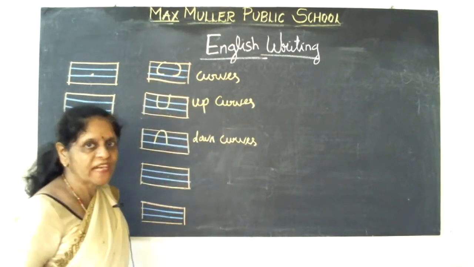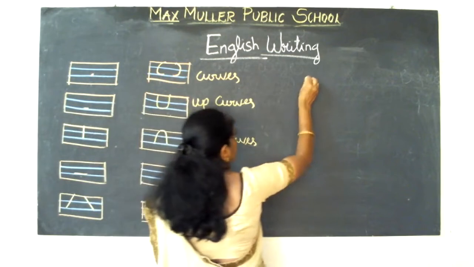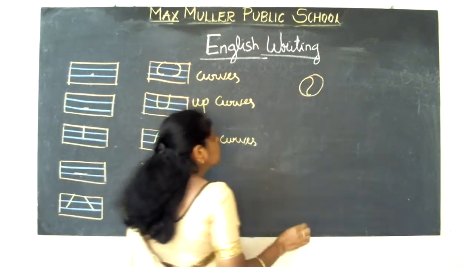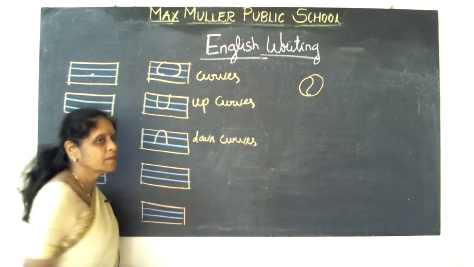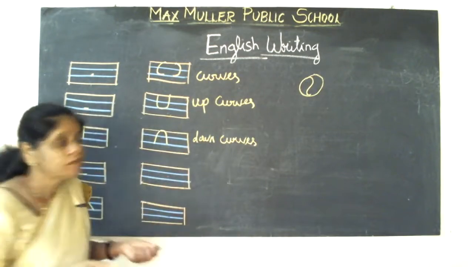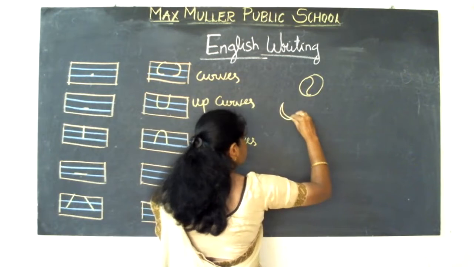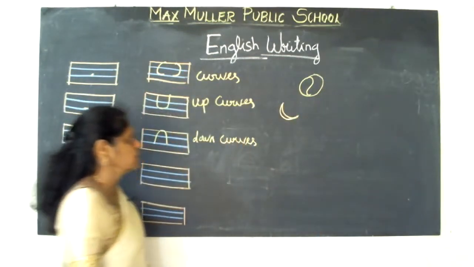What are the shapes you get in curves? You get shapes like a ball. So this is curve. The ball has got curves. Example I'm giving, suppose this half moon. Moon is also in the shape of a curve. Okay, children? Moon is also the shape of a curve.